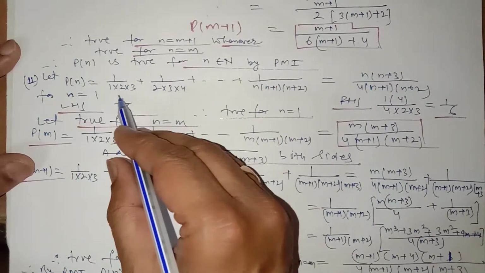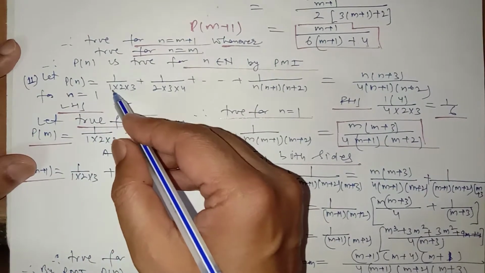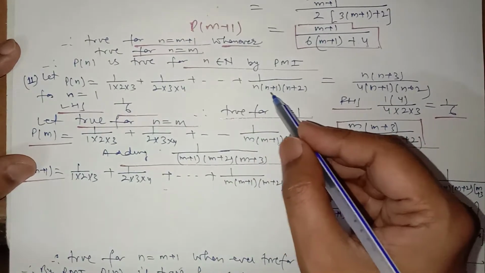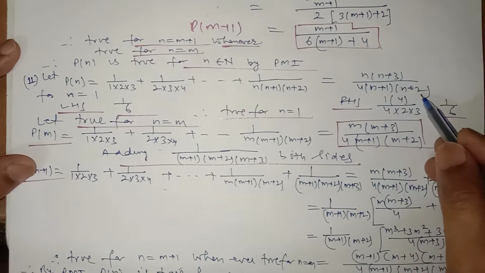Let this statement be Pn, which is 1 upon 1 into 2 into 3, plus 1 upon 2 into 3 into 4, up to 1 upon n into n plus 1 into n plus 2, is equal to n into n plus 3 upon 4 into n plus 1 into n plus 2.